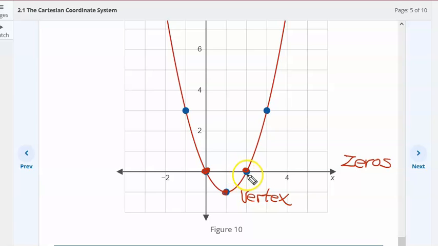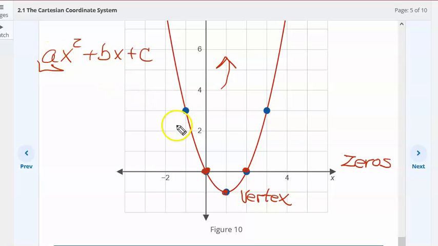So here, these are x-intercepts. This one's also a y-intercept. And this parabola, because our a value that we had, ax squared plus bx plus c, was positive, it opens upward. If that a value was negative, the parabola would open downwards, and the vertex would be a maximum. Again, reviewing some vocabulary and preparing for future lessons.